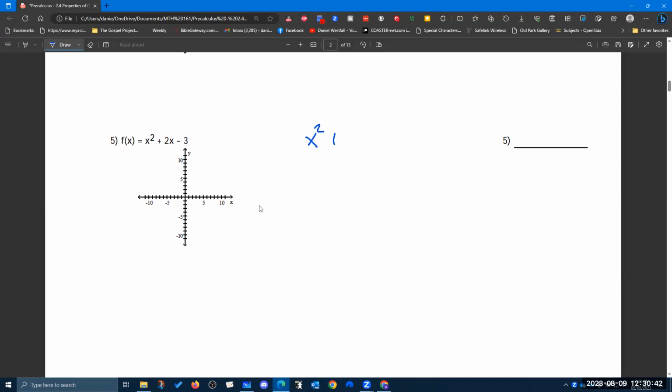I don't have a multiplier in front of x this time like last time, but I am going to separate out the x's from the constant so that I can take half of the middle term and square it. Half of 2 is 1. 1 squared is 1. I can't just throw a +1 into the problem without balancing it out with a -1. So this is going to be x plus 1 squared minus 4. That puts my vertex at -1, -4.